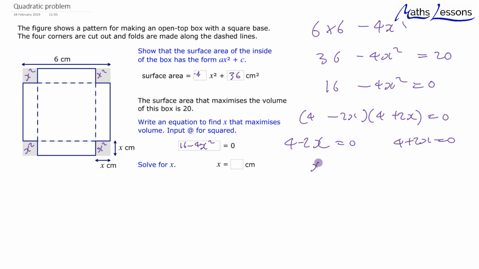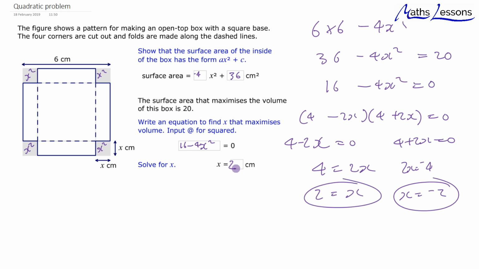So this one will give me minus, let's change it around, so I'm going to rub that out. Make it simpler. Minus signs, 4 equals 2x. And over here you get 2x equals minus 4. So therefore we're going to get 2 is equal to x, or x is equal to minus 2. Now obviously x as a length can't be minus 2, so the answer must be 2.